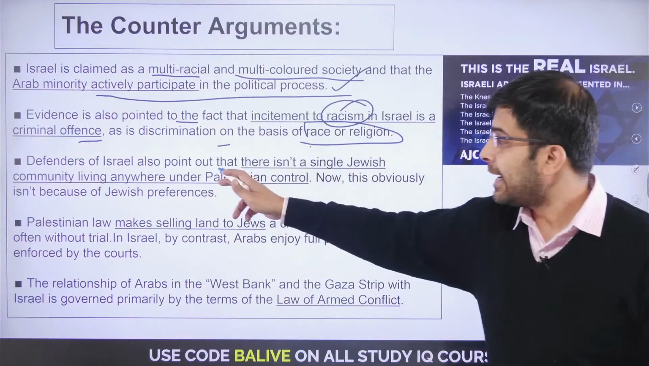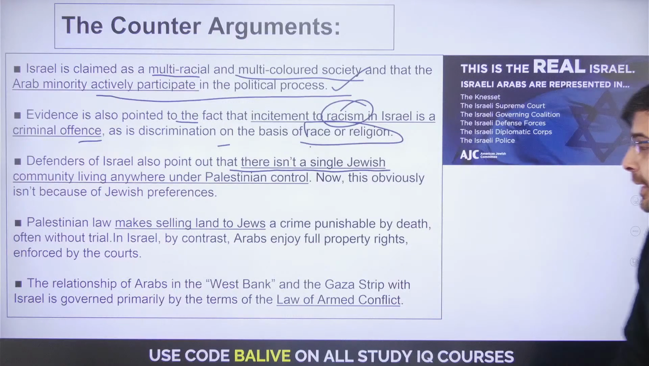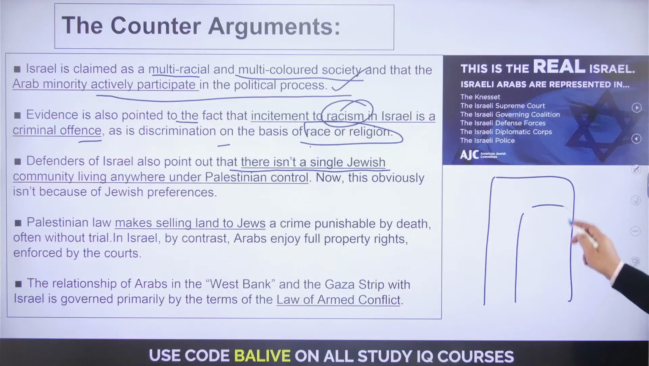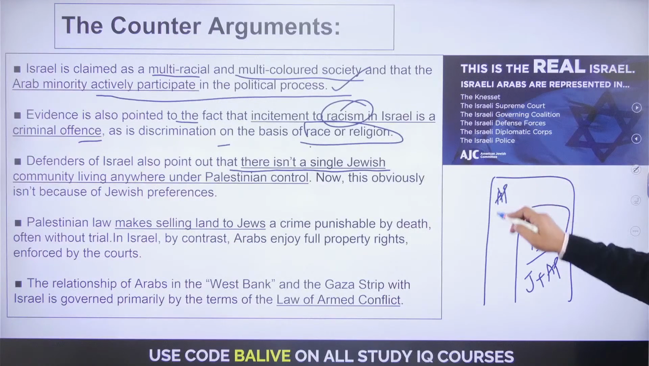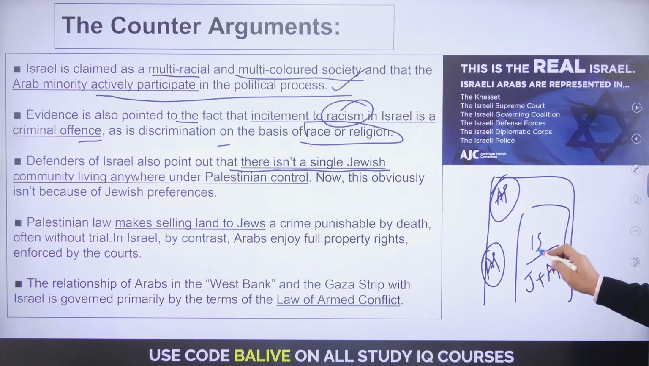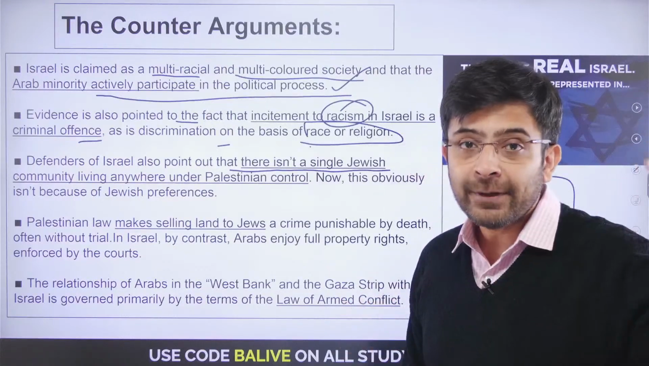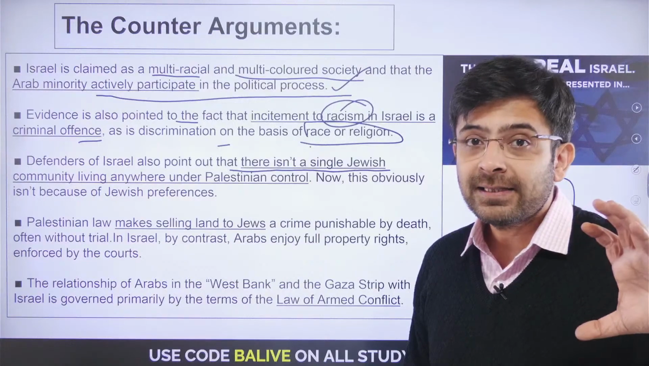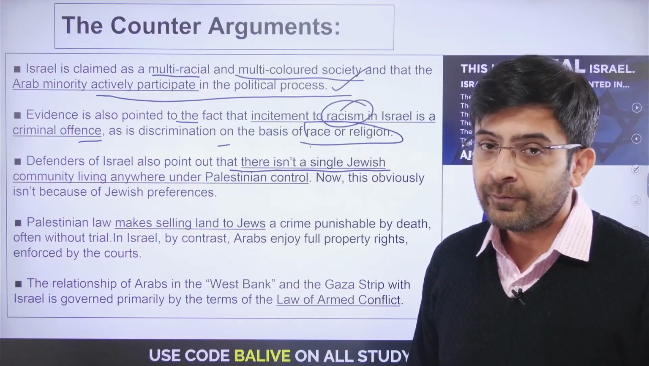Number 3, defenders of Israel also point out that there isn't a single Jewish community living anywhere under Palestinian control. Remember when I was showing you the difference, right? Suppose this is Israel, you find that Jewish and Arab Palestinians live here, whereas in the other areas you have only Arab Palestinians. Now the Israeli government points out, why is it that you do not have Jews living here then? Especially with Jerusalem right there, a 10-minute distance, the holiest of places. So if they can exist in Israel, why is it that you don't find anyone on the other side, right? So is this a case of the pot calling the kettle black? This is also presented as evidence by Israel, correct?